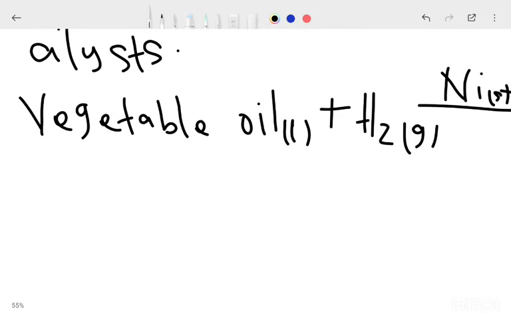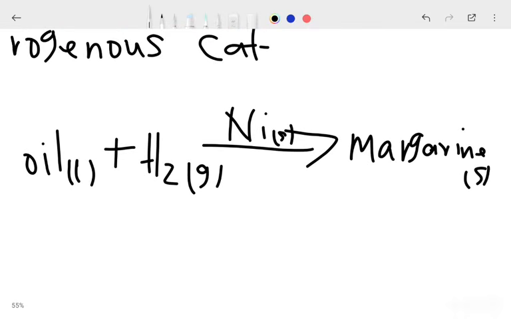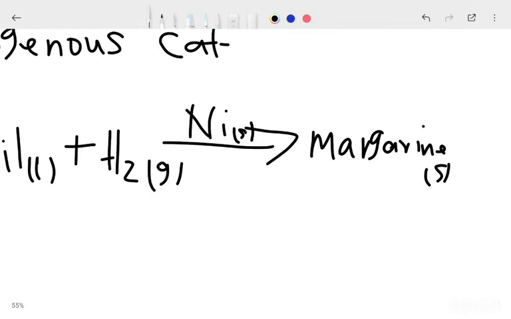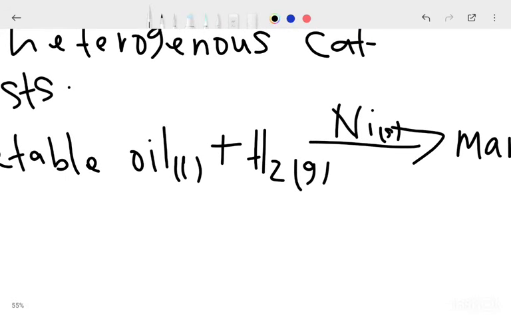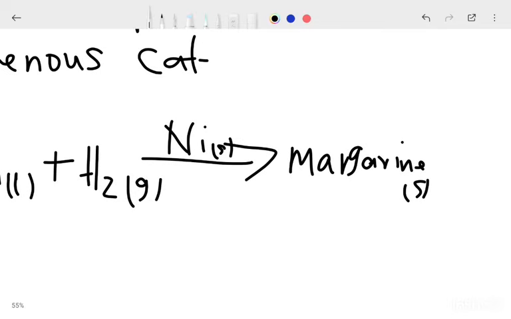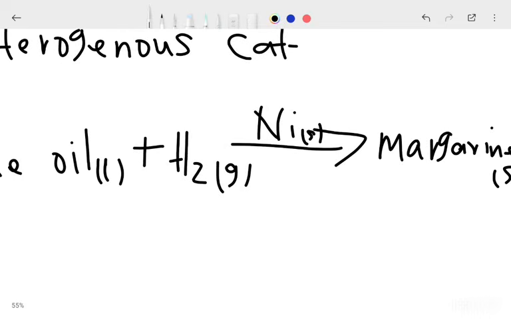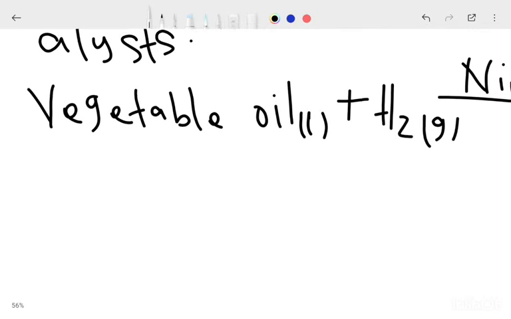So meaning that for the formation of margarine from vegetable oil, what catalyst is used? Nickel, right? So this one is also an example of what? Heterogeneous, isn't it? Look at it. The reactants: the first reactant, vegetable oil, is liquid. Hydrogen is what? Gas. Then the catalyst is solid. The product is solid. So you can now notice that this one is heterogeneous, isn't it? So take note.